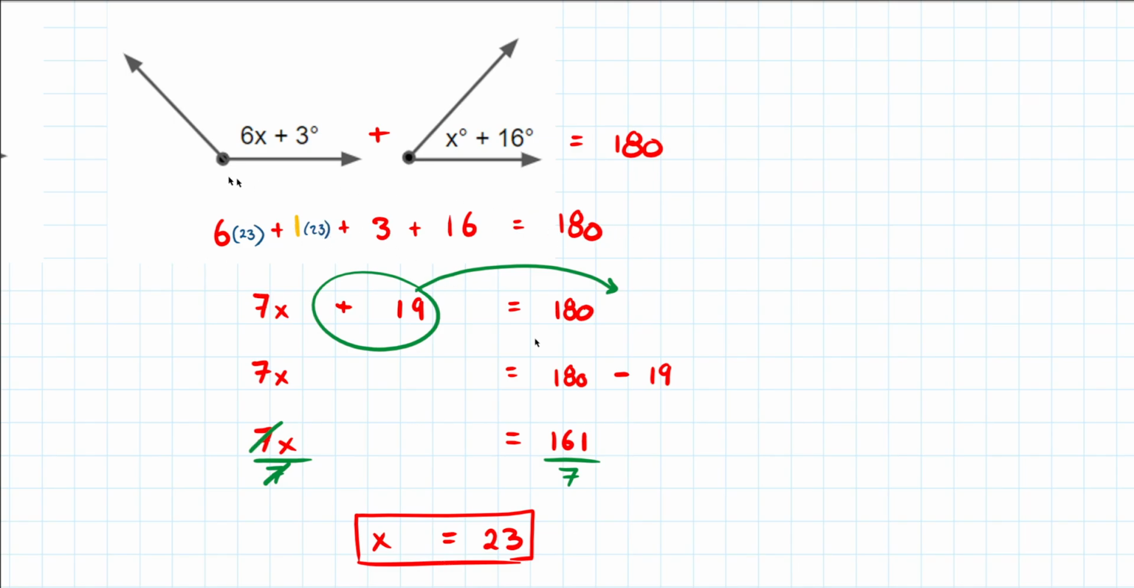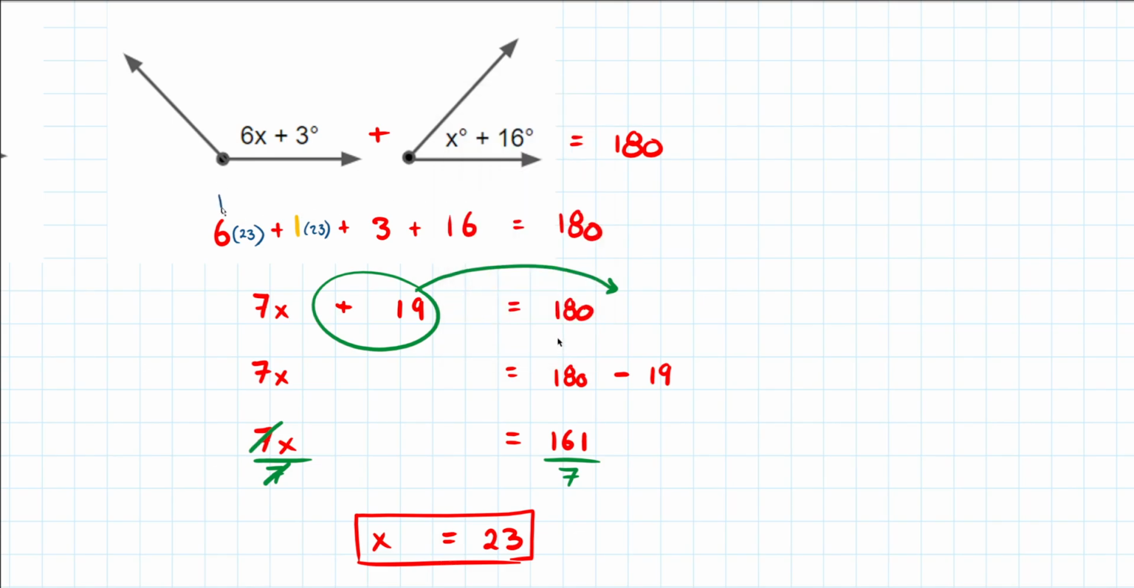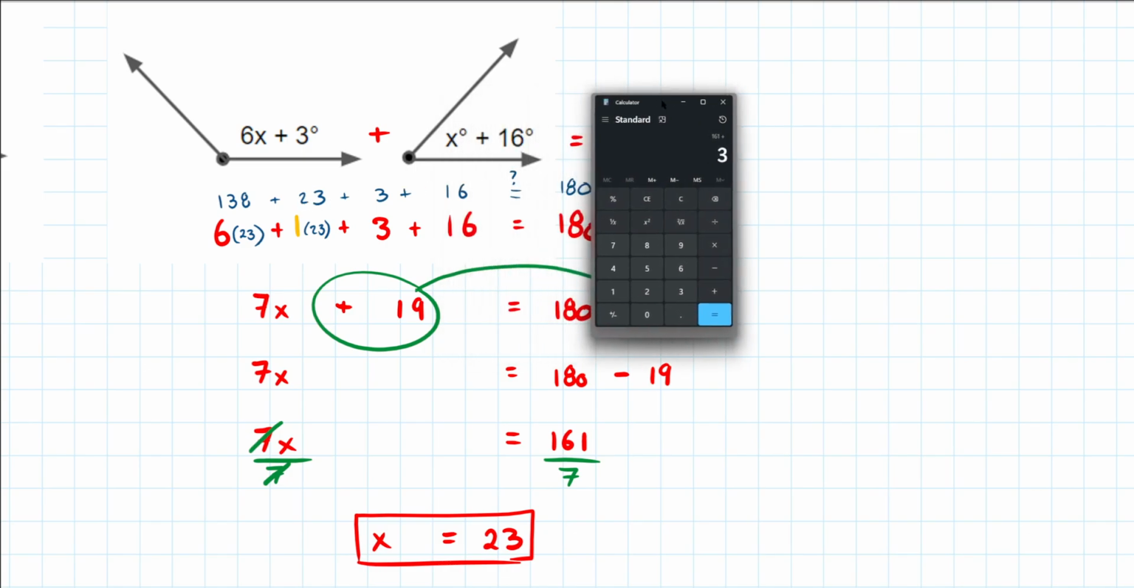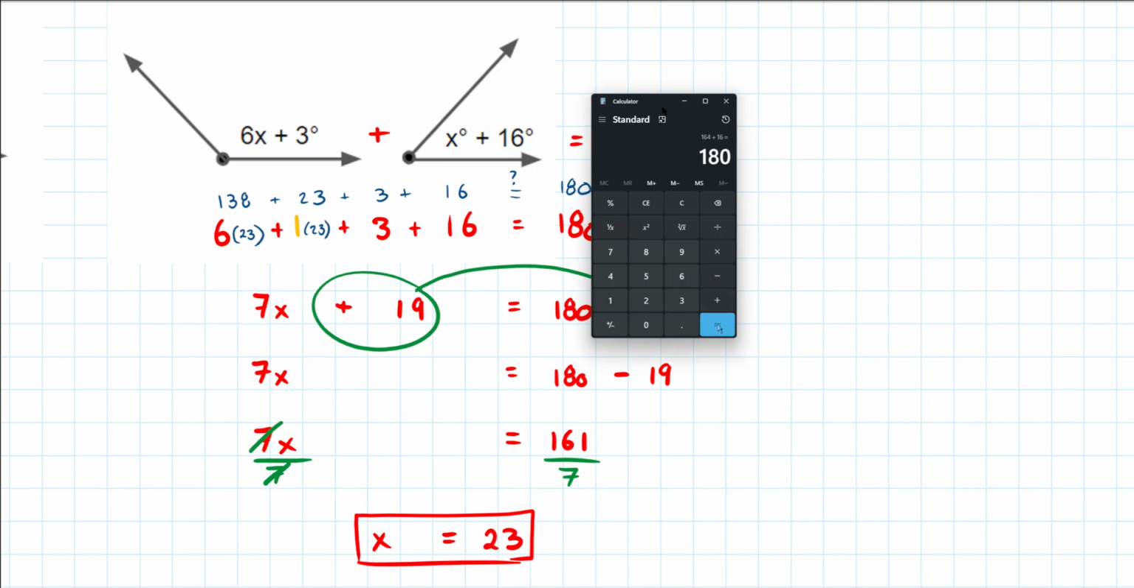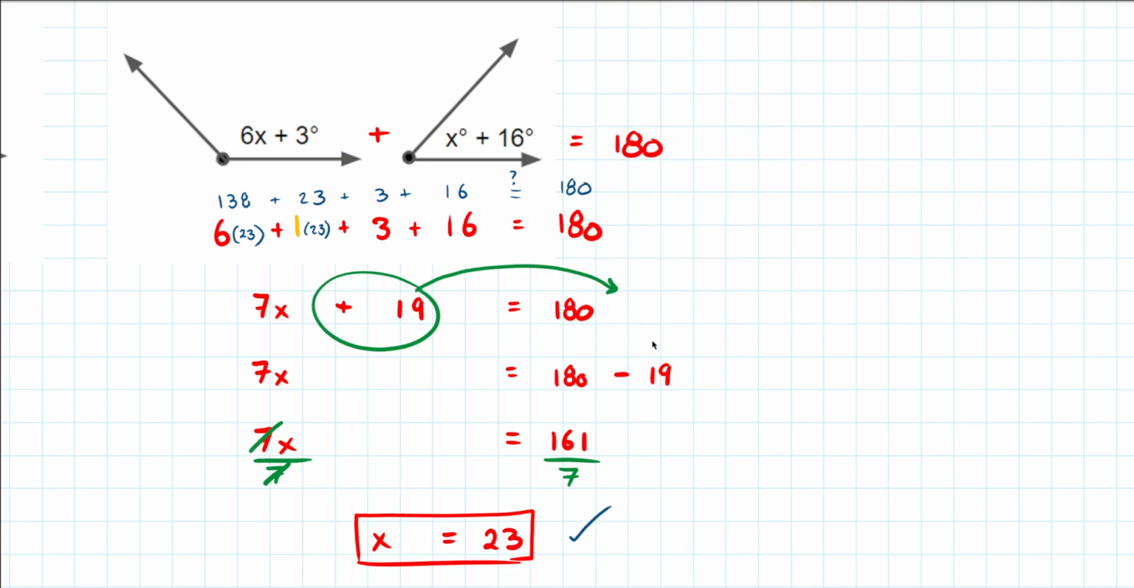And then let's solve it. 6 times 23, that's 138. 1 times 23, that's just 23. 3 and 16. If everything works out, it should equal 180. So 138 plus 23 plus 3 plus 16, 180. There we go. It all checks out. We're good to go. And there you have it, folks.